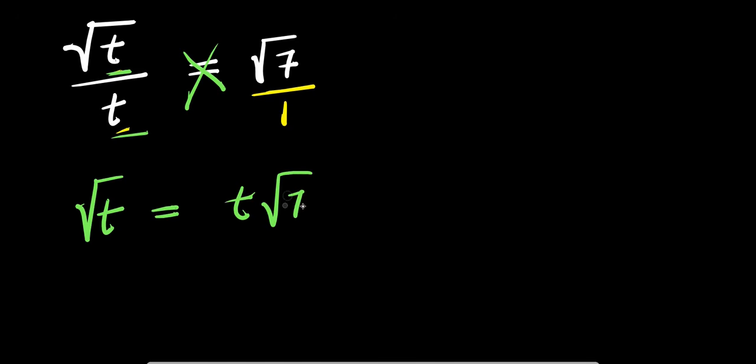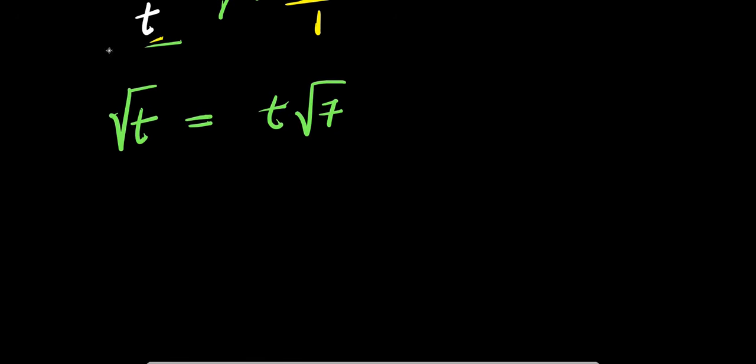This can be over 1. We can cross multiply. Square root of t times 1 is square root of t, and this equals t times root 7. We have t root 7. From here, we can decide to eliminate the square root. We take the squares of both parts of this equation.